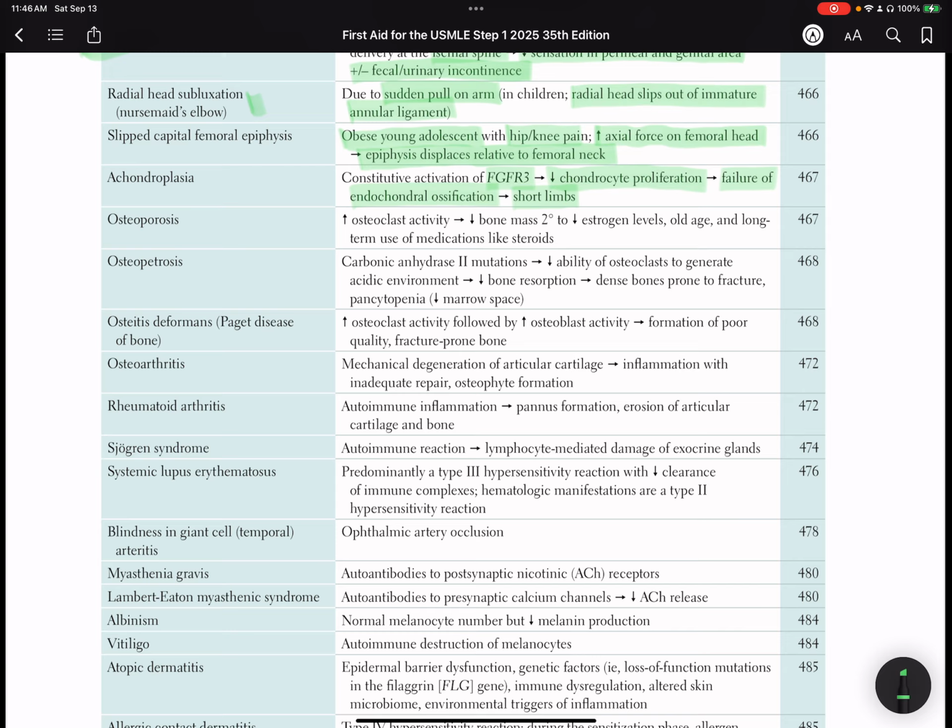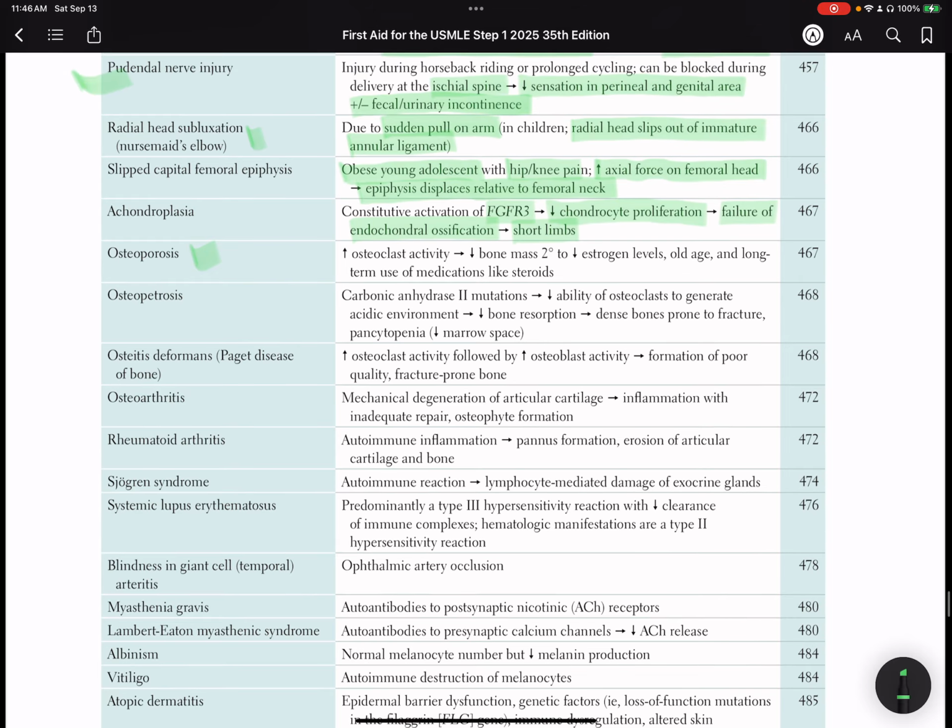Next, osteoporosis. Osteoporosis is increased osteoclast activity, leading to decreased bone mass secondary to decreased estrogen levels, typically in old age, and long-term use of medications like steroids.